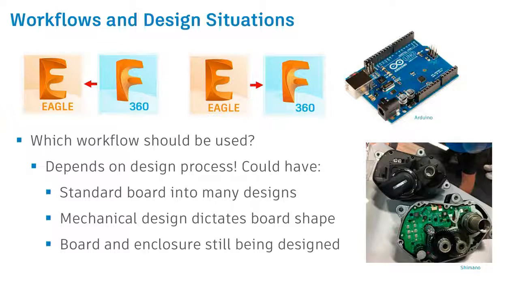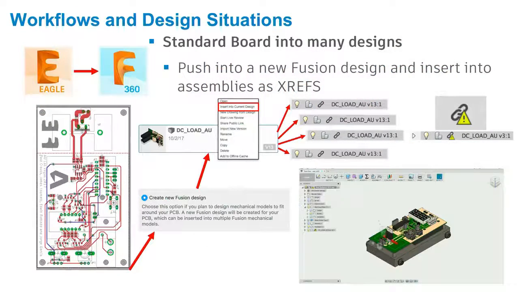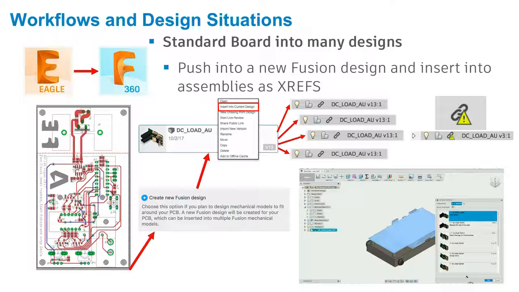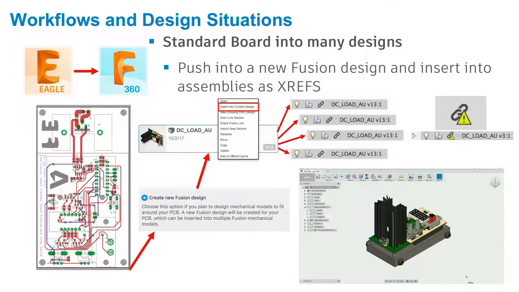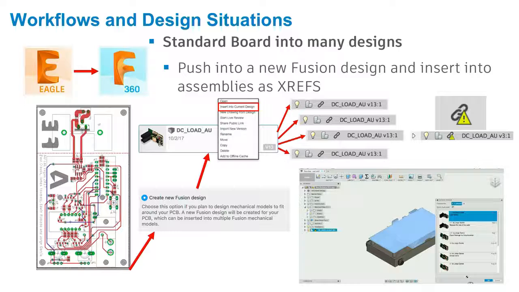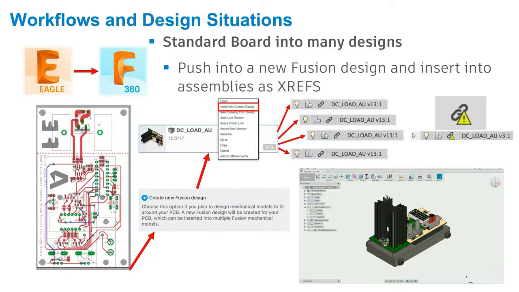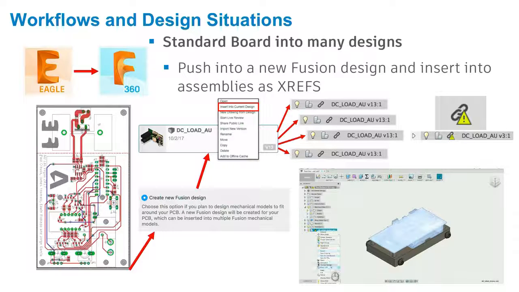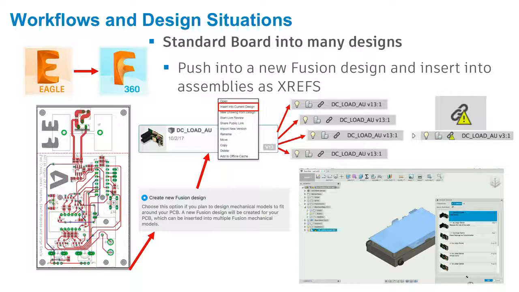The first of these that we'll go over is a standard board into many designs. The big thing we want to think about in this situation is that if we do update the board, we want to minimize the number of pushes and pulls between Eagle and Fusion to update all our linked assembly designs. Another assumption we can make is that if we're working with a very standardized board, the mechanical designer is probably not likely to be changing it. The preferred workflow would be to work around the existing board that's already been manufactured.